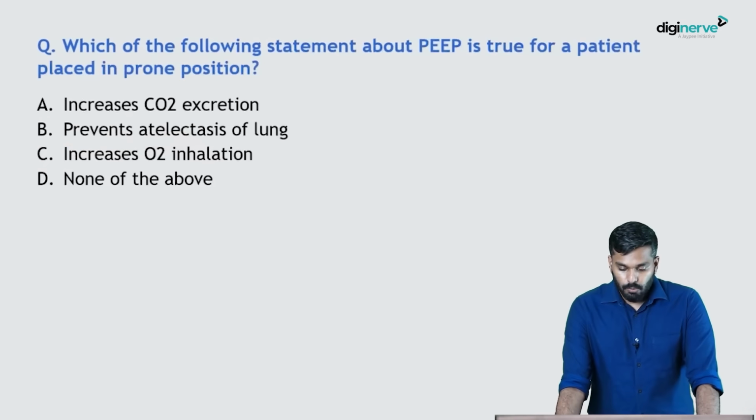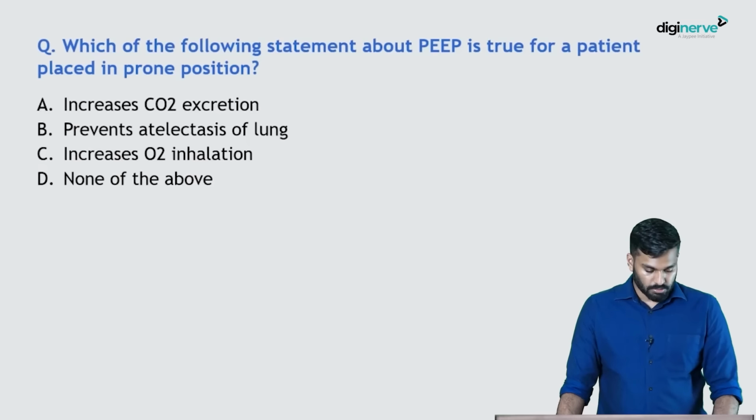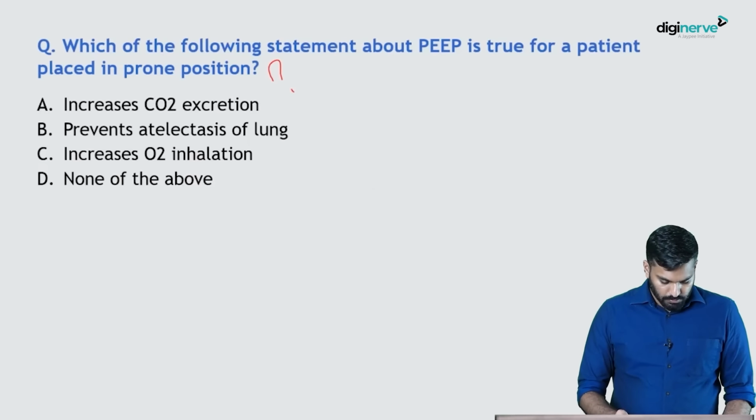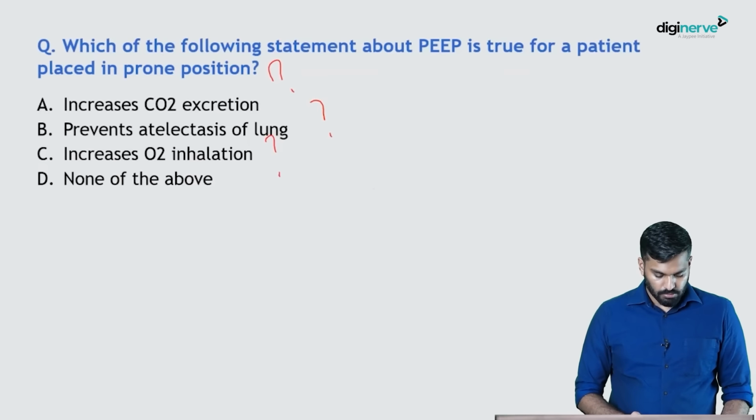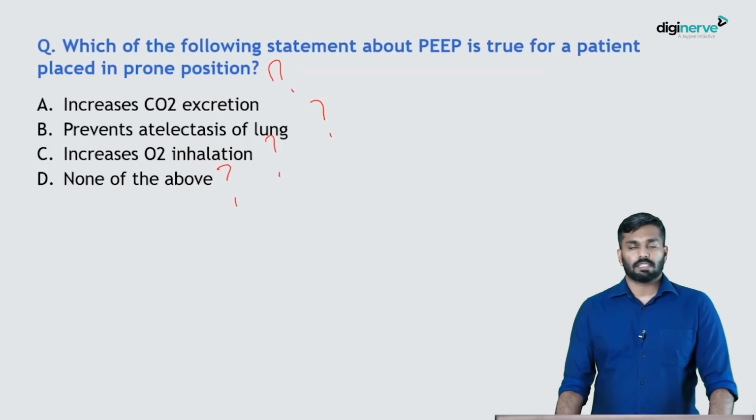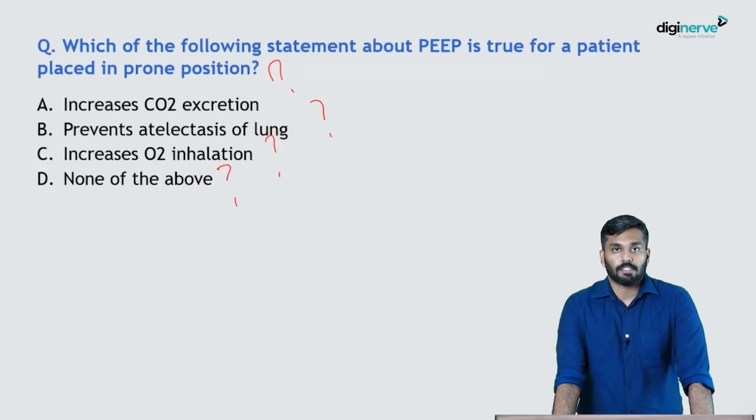Which of the following statement about PEEP is true for patients placed in prone position? Increases CO2 excretion, prevents atelectasis of the lung, increases O2 inhalation, none of the above. So basically you need to understand what is PEEP. It's positive end expiratory pressure.